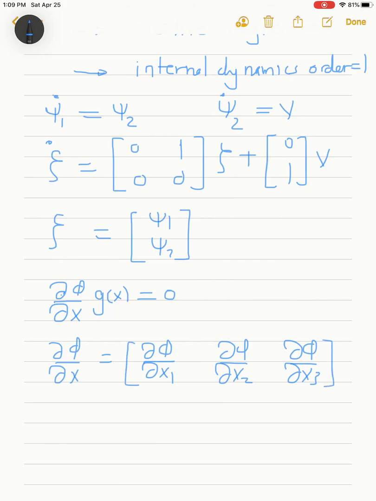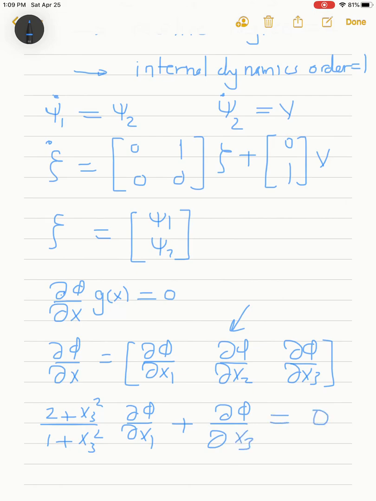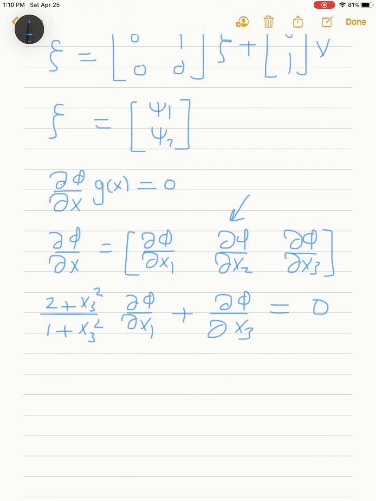That multiplies g. If we do the multiplication, we get (2 plus x3 squared) over (1 plus x3 squared) times partial phi partial x1. The second element gives us 0, and the last element is partial phi partial x3 times 1, and that has to be equal to 0. So this is a differential equation that we have to solve for phi, and if we do that, we will find the transformation that will complete our diffeomorphism transformation.